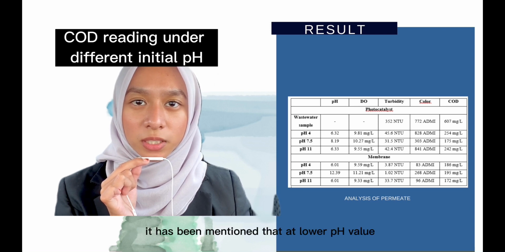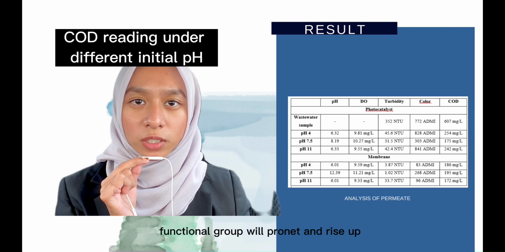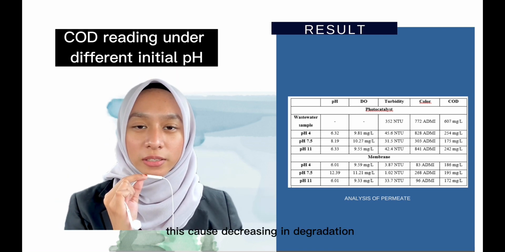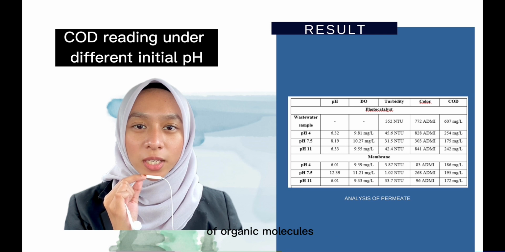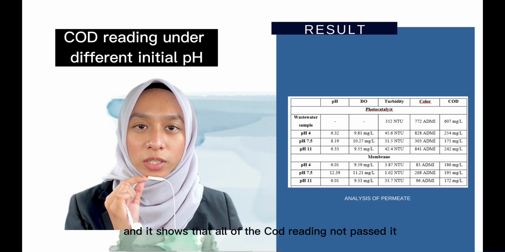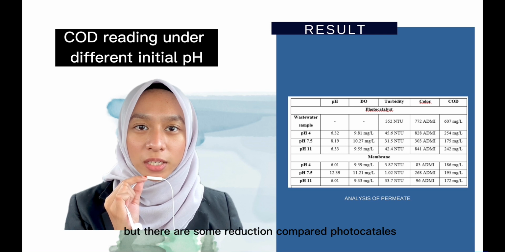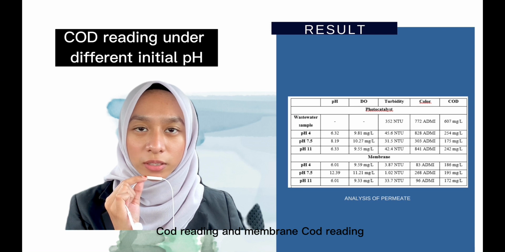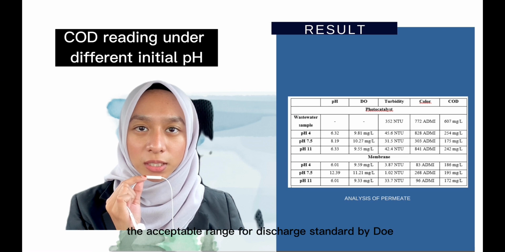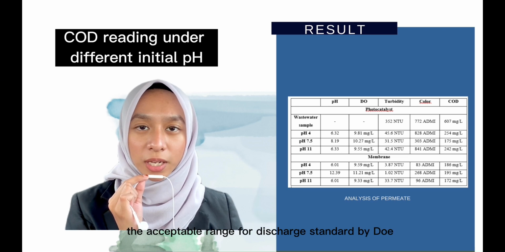It has been mentioned in experiments that at lower pH values, the functional group will protonate and raise the positive charge of the photocatalyst source. This caused a decrease in the degradation of organic molecules. Also, the discharge standard by DOE is 80, and all of the COD readings do not pass it, but there is some reduction comparing the photocatalyst COD reading and the membrane COD reading. Hence, further experiments should be done until the COD passes the acceptable range for the discharge standard by DOE.